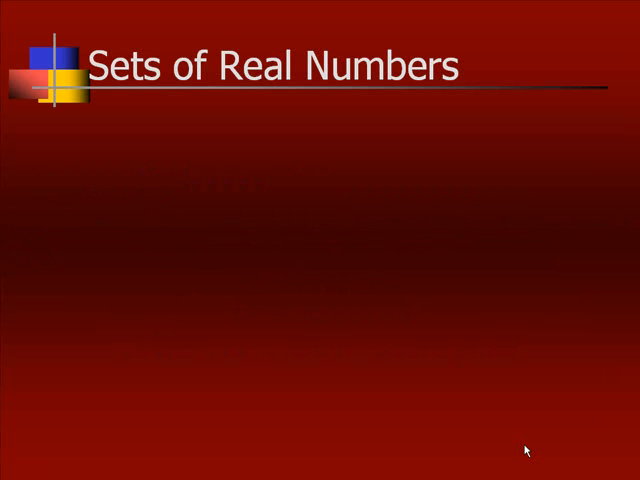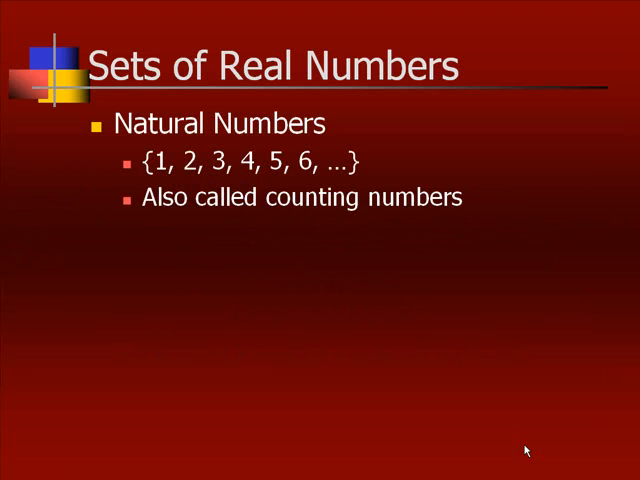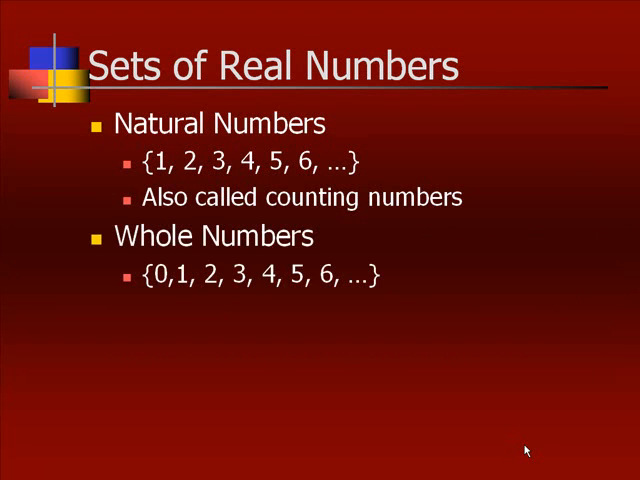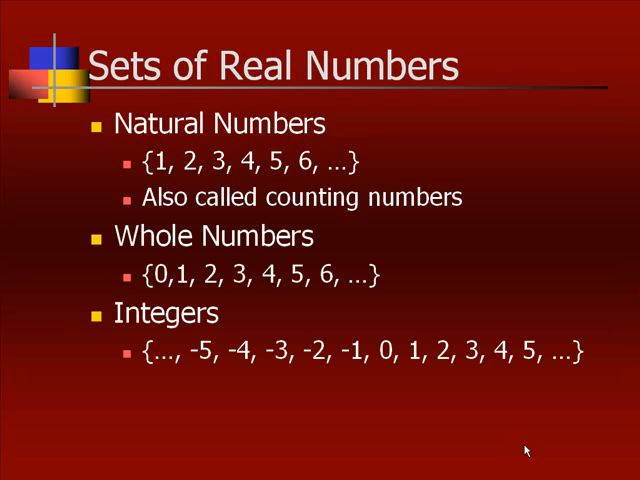We're going to talk about the sets of real numbers, which include the natural numbers, which are the numbers you learn when you start counting: 1, 2, 3, and so on. You'll also hear of these numbers referred to as the counting numbers. The next set, if we add 0 to the set of natural numbers, then we get the whole numbers. So those are the set 0, 1, 2, 3, 4, and so on.